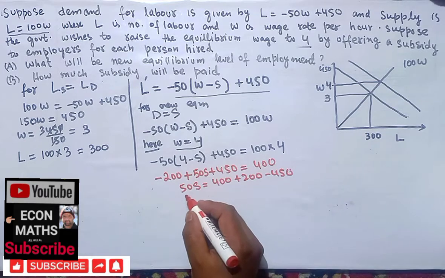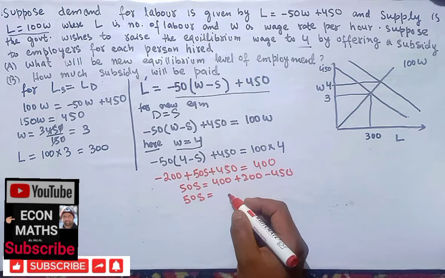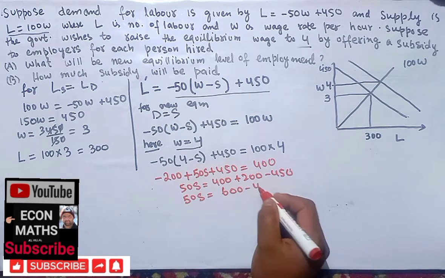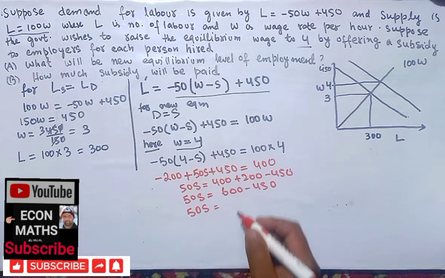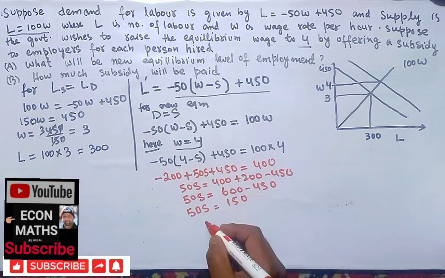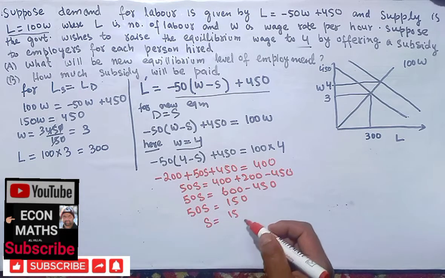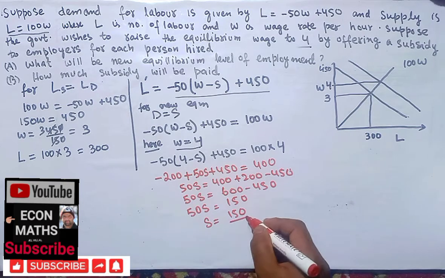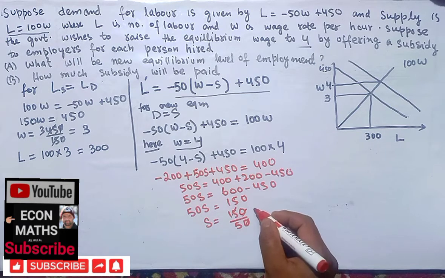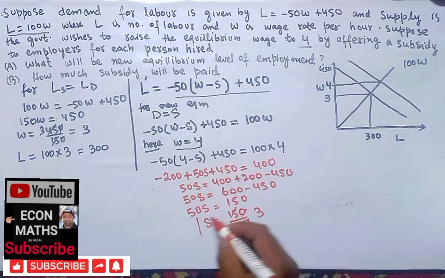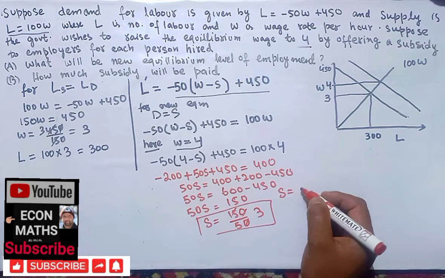That means 50S is equal to 400 plus 200, which is 600, minus 450, which implies 50S is equal to 150, or S is equal to 150 divided by 50, which comes out to be 3. So we got here S is equal to 3. That is, the subsidy offered by government is 3.